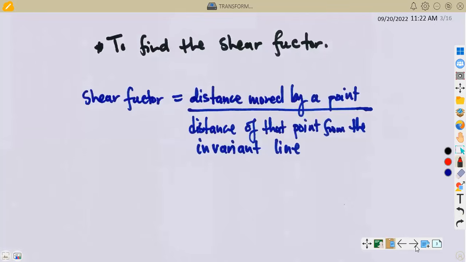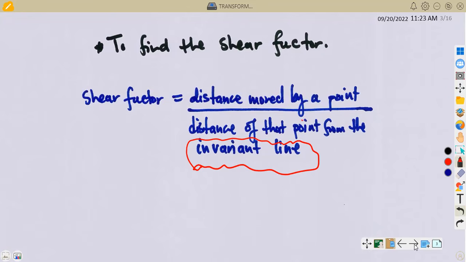If you cross-check here, we are given to find the shear factor. Shear factor is simply the distance moved by a point over the distance of that point from the invariant line, so you locate the invariant line first. We are going to explain this using the example, but that is the formula for shear factor: the distance moved by a point over the distance of that point from the invariant line.